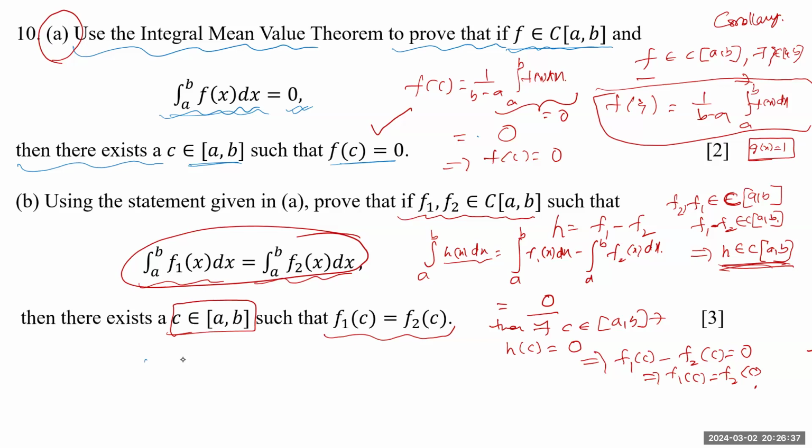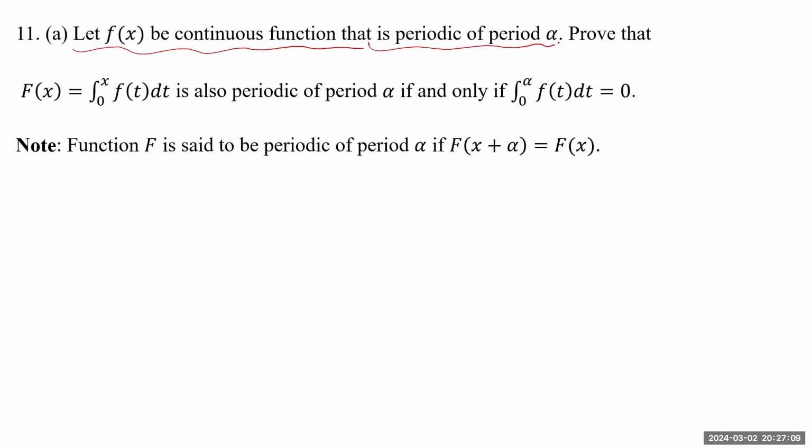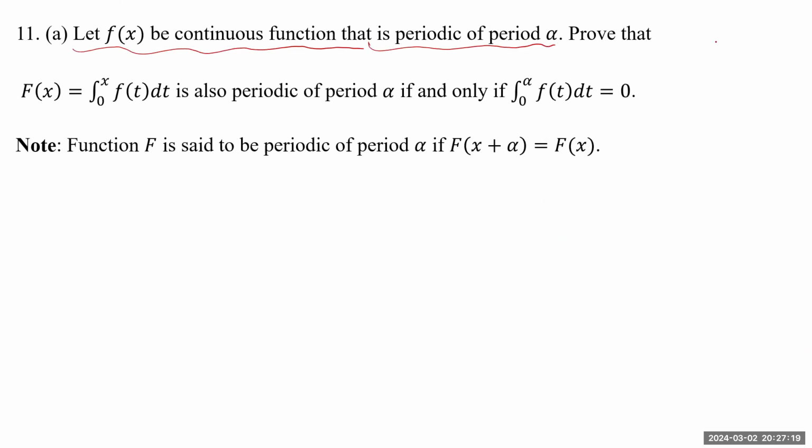Now, next one. The 11th, there are A, B, C. I gave this A as part of an assignment. The remaining two are the practice sheet, right? The first one: f is a continuous function that is periodic of period alpha. What does that mean? Periodic function means f of x plus alpha is equal to f of x.